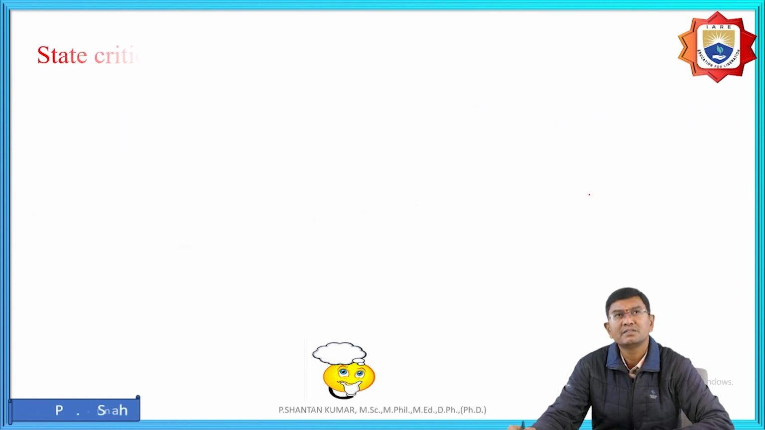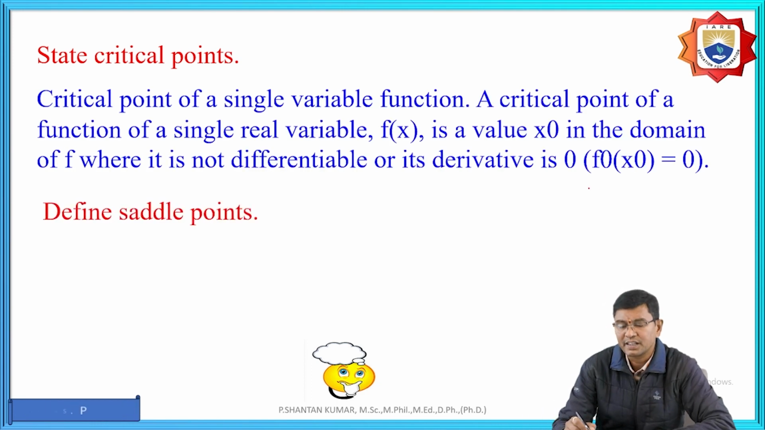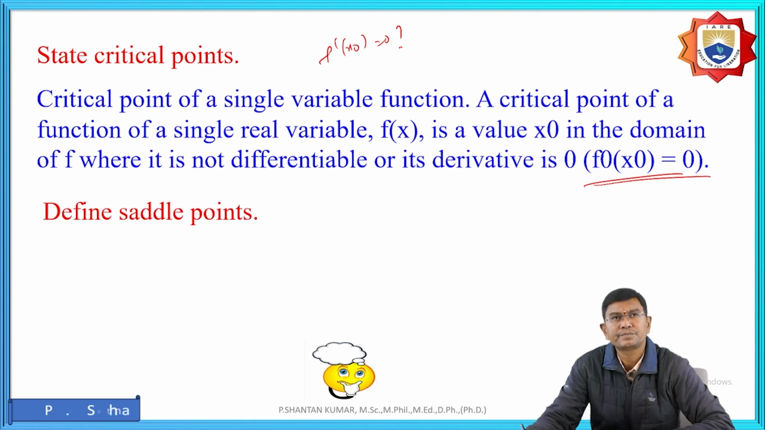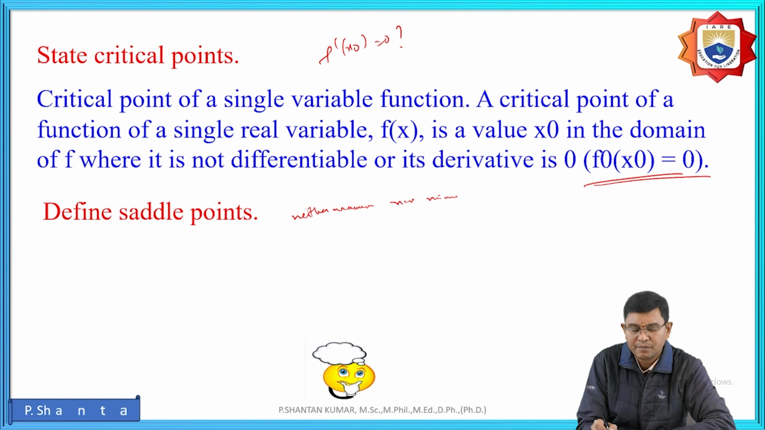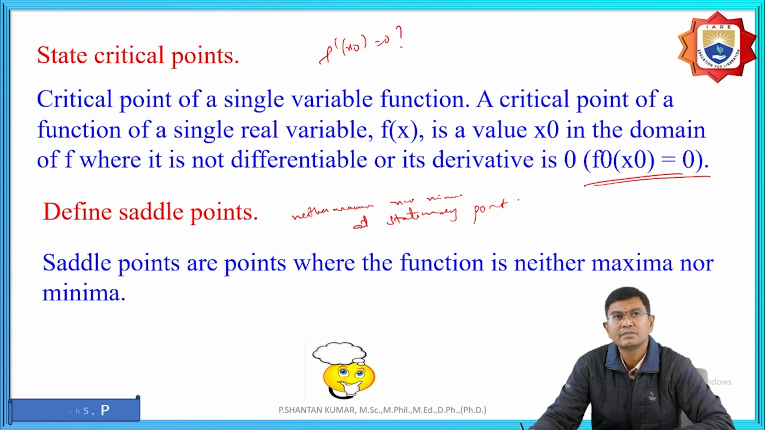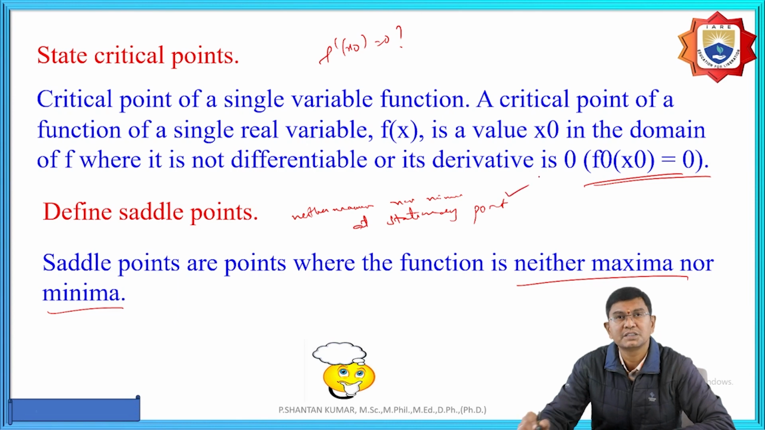And next one, stationary or critical point. The critical point is also obtained by solving f dash of x equal to 0. That is the single variable way. Like the saddle point, a saddle point is neither maxima nor minima. It is a stationary point. That is the meaning of these conditions.